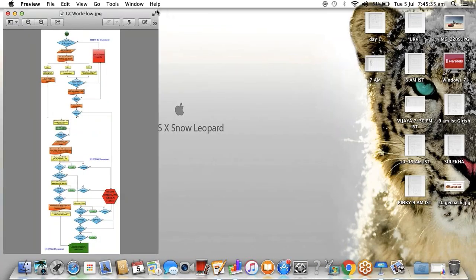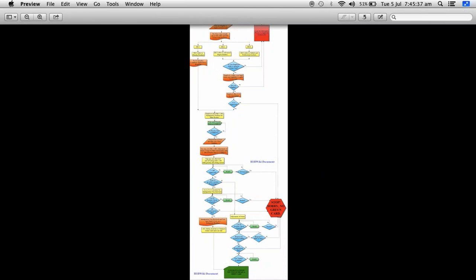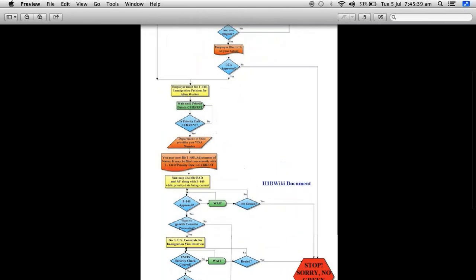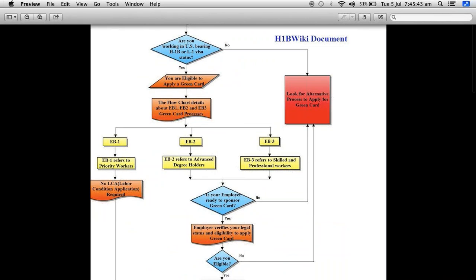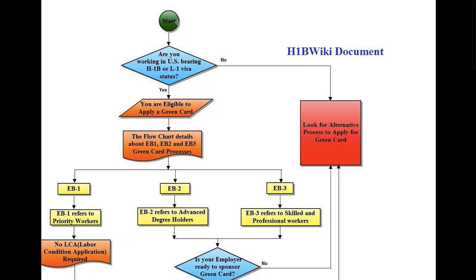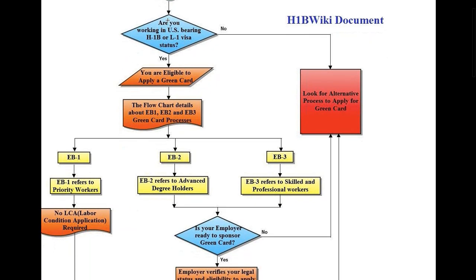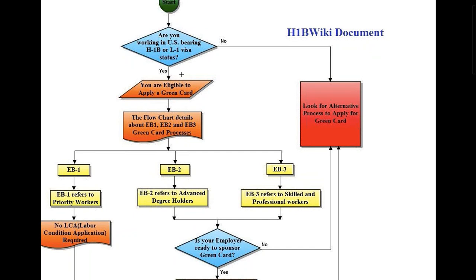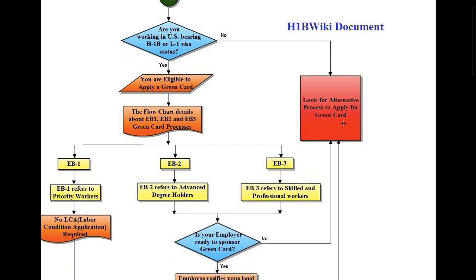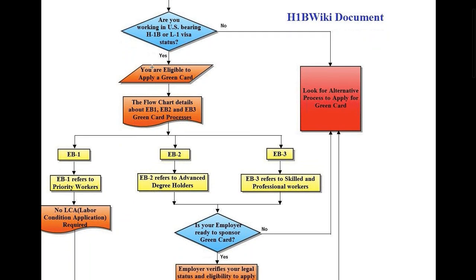This is a green card workflow, like if you want to apply for a green card. You can see here, it's a straight flow. It's a flowchart, but not a cross-functional one. You can see start. Are you working in the US bearing an H1 or L1 visa status? If yes, go down. If no, go back. Okay, it's a decision symbol. You're eligible to apply for a green card. This is an output symbol.